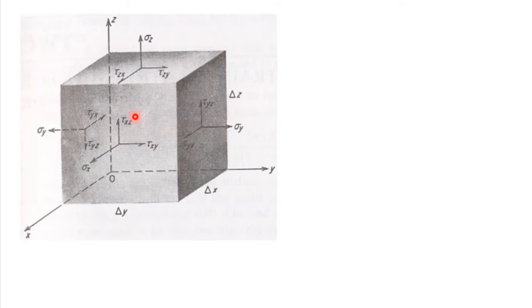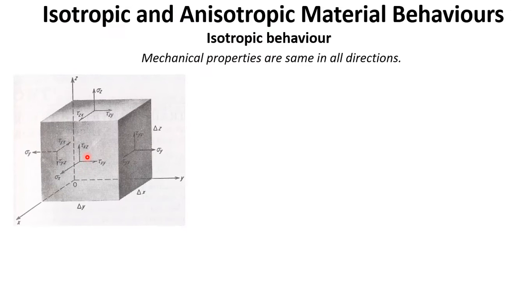So for example, tau xz is acting on the plane normal to x-axis and acting in the direction of z-axis. So tau xz is acting on this plane. This plane is perpendicular to x direction. So the first subscript x indicates the plane and the second subscript z indicates the direction. So it is acting on this plane but in the direction of z. So tau xz. Similarly, all other shear stresses are also indicated here.